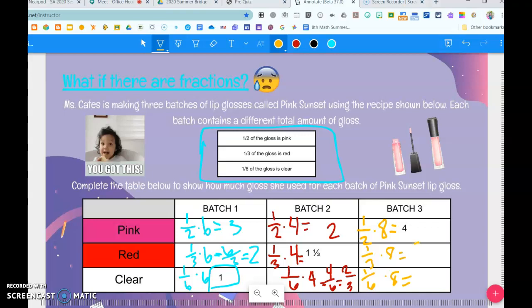So 1/3 times 8 would be 8/3, which you can simplify to 2 2/3. 1/6 times 8 is 8/6, which can be simplified to 1 2/6, which is then just 1 1/3. Whoops. And that's how much nail polish you would need. So you're just basically multiplying and multiplying up. So don't let the fractions scare you. Multiply them like you've always done.